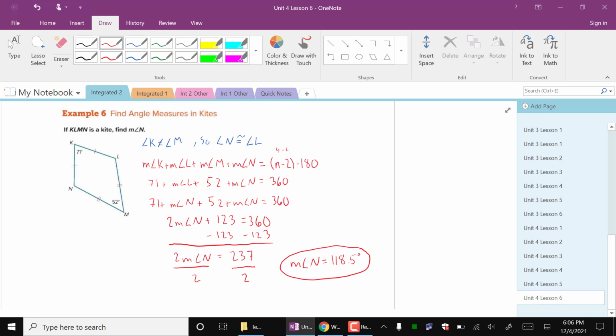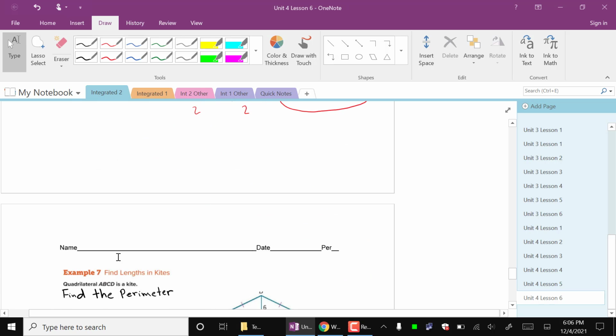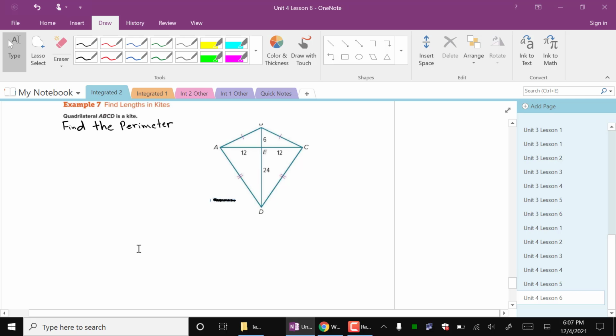Let's go ahead and take a look at the next example. So now we're going to look at example 7. So there's a lot to example 7, but it's okay. So we want to find the lengths in the kites. So we got quadrilateral ABCD is a kite. We want to find the perimeter of this. This would be B up here. I know it's kind of hard to see, but this is B. So what I want to do is find the perimeter.